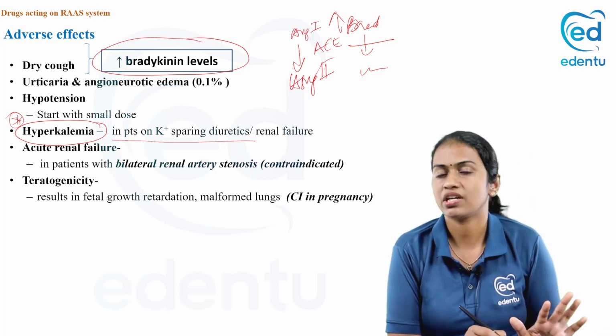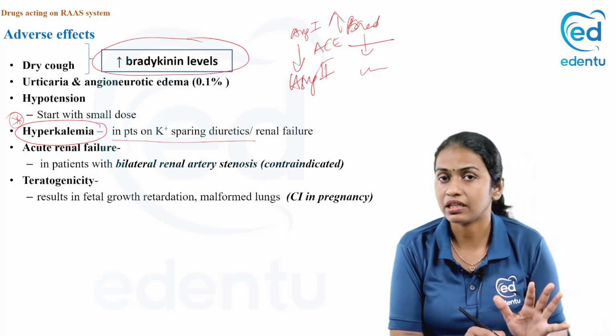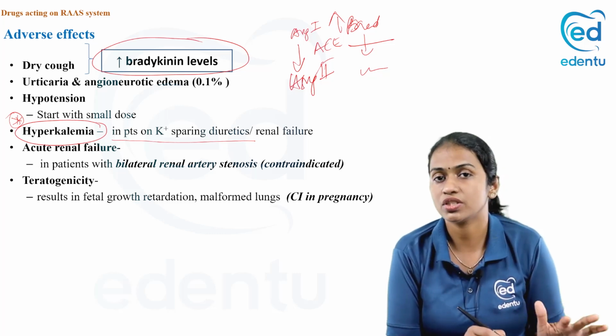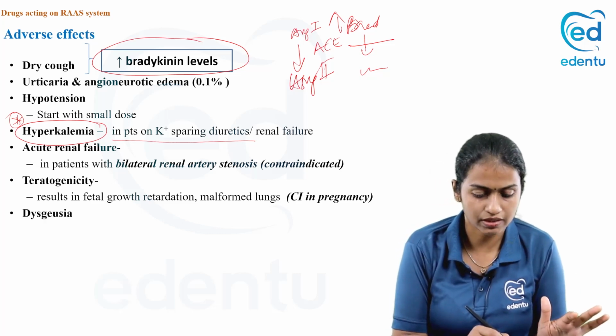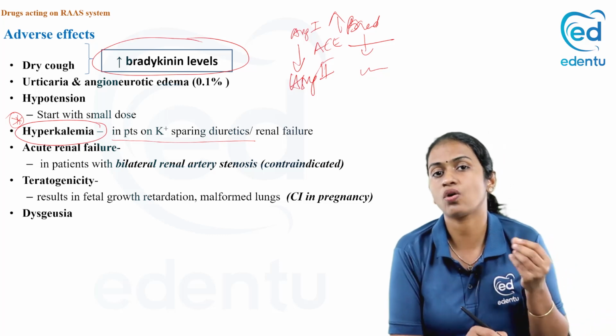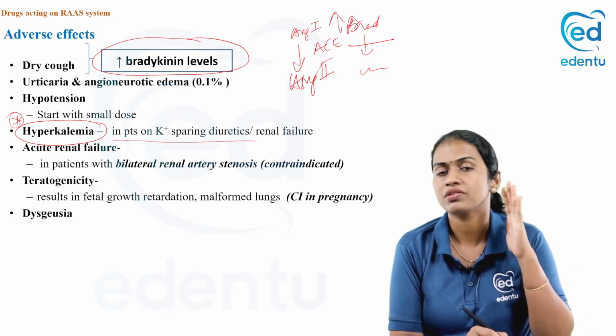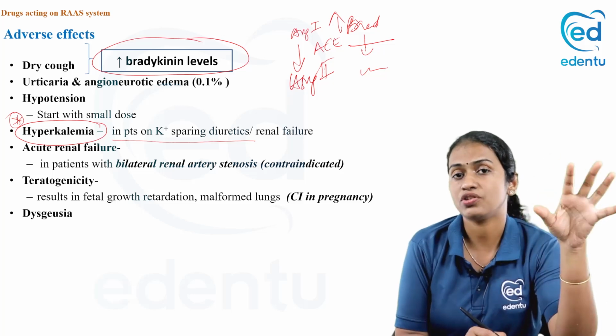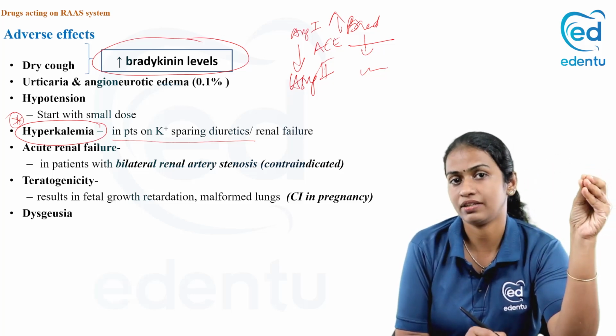It is a teratogenic drug. It can cause growth restrictions, malformed lungs, because of which it is contraindicated in pregnancy, and dysgeusia, that is alteration in taste sensation. So remember, always remember, ACE inhibitors, dry cough, angioedema because of bradykinin levels.